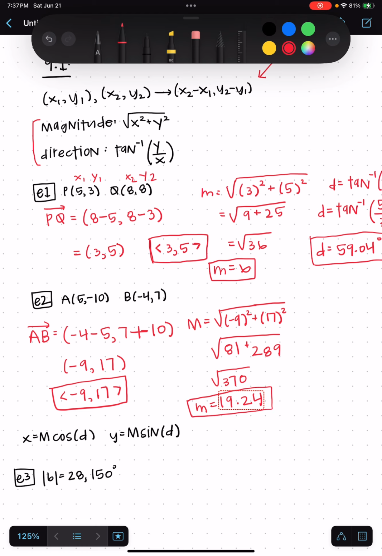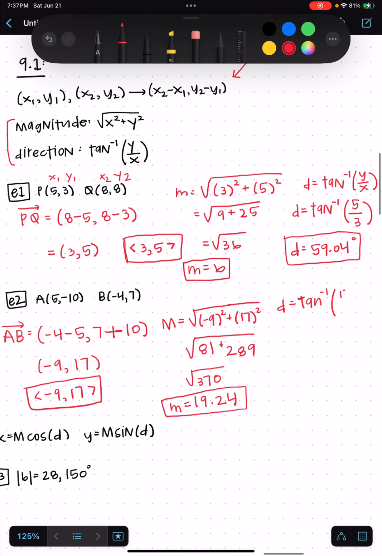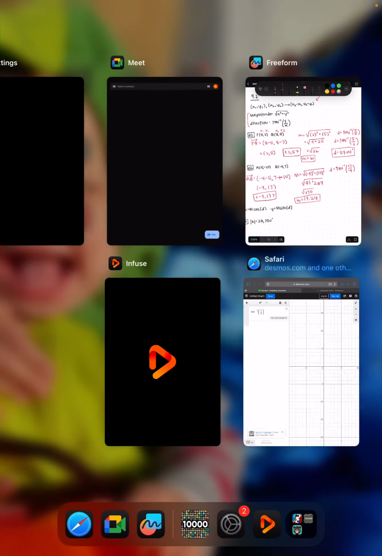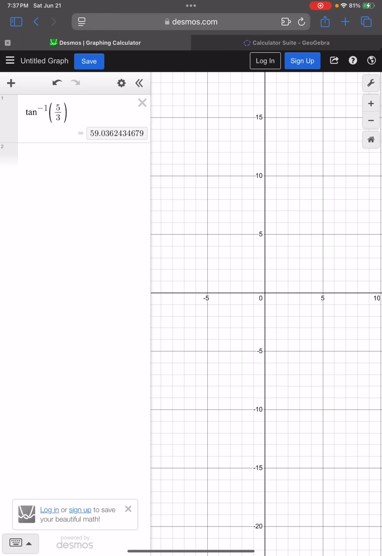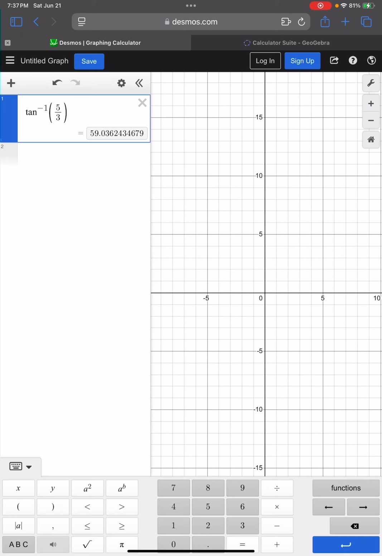Great, now let's find the direction using that formula, tangent inverse of y over x. So my y is 17, my x is -9. Let's plug that into Desmos again. Oh, wrong thing. So get the keyboard back up.